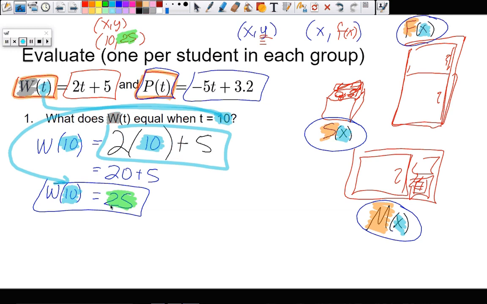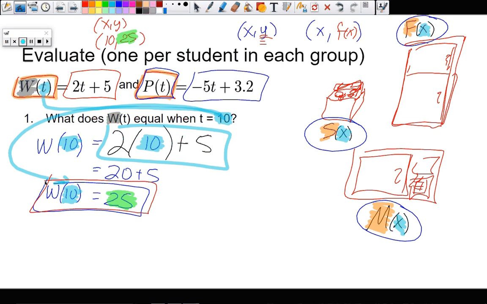Okay? Any questions before we continue? So if we wrote the answer, we would write W of 10, not W of t? Yes, that's a really good question. Don't write W of t. You're going to write W of 10 is equal to 25. You with me? Now, how do you think we should interpret this?